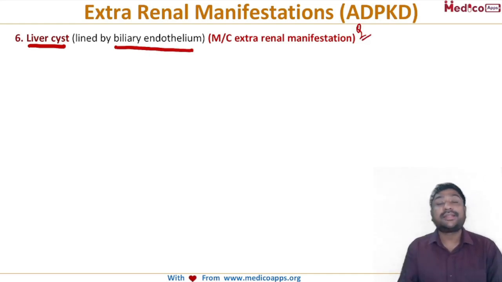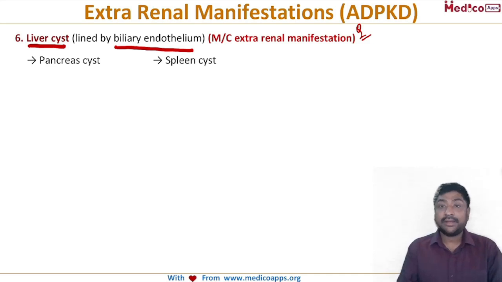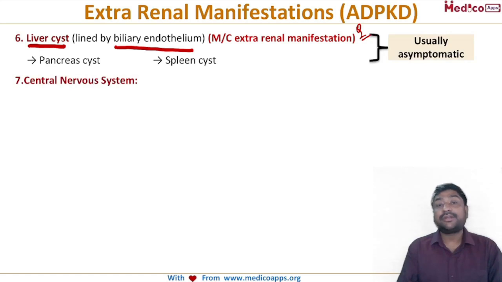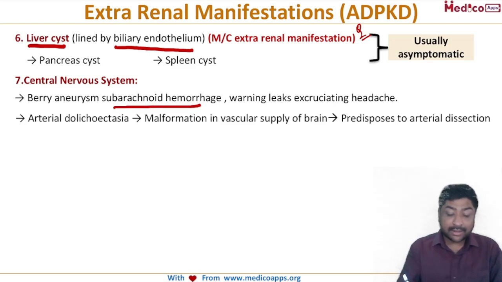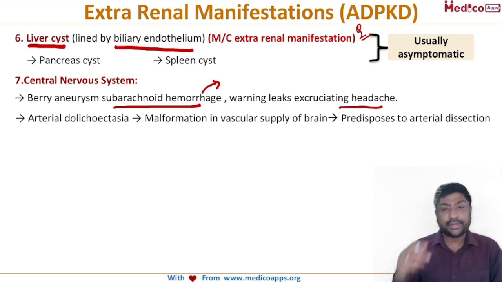Apart from the liver, where can the cysts be? They can be in the pancreas, they can be in the spleen, and mostly these cysts are asymptomatic. Also, in the central nervous system, you can have aneurysms, and these aneurysms can present as subarachnoid hemorrhage. And in the lecture on subarachnoid hemorrhage, I have talked about warning leaks causing excruciating thunderclap headache. Okay, so that can be there.